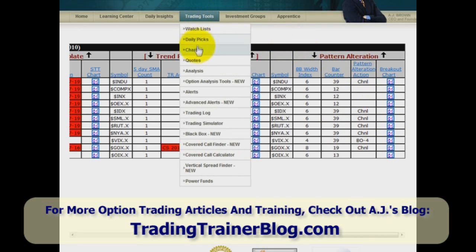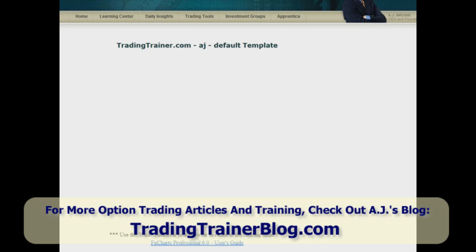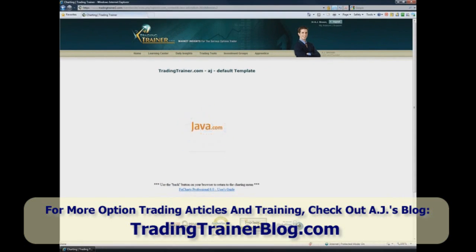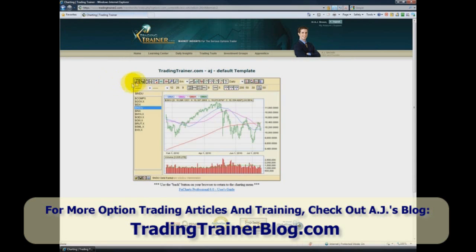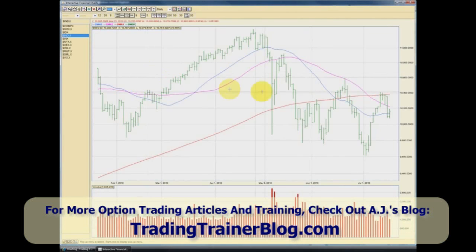Let's take a look at some charts. We'll start off doing a user template on our indexes. Let's start with the Dow. Go ahead and expand this to full screen so you can see what I'm doing. You can see here that the Dow did drop considerably on Friday, but it kind of regained here, but on light volume.